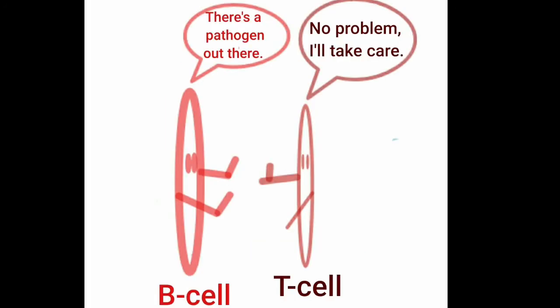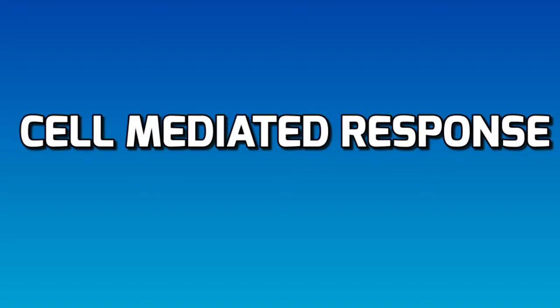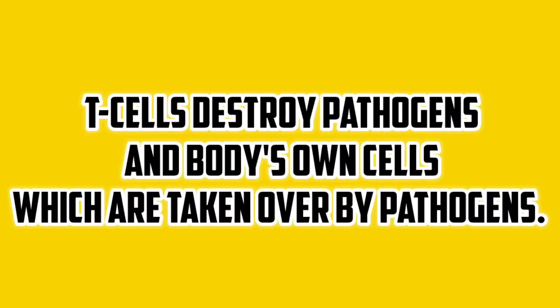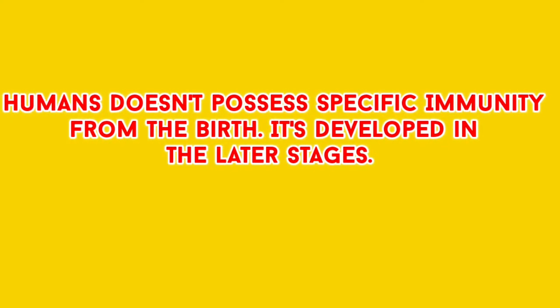The other functionality of B cells is to communicate with T cells. This is what leads to the cell-mediated response. After B cells communicate with T cells, these T cells destroy the pathogens and the body's own cells which are taken over by pathogens. The reason we call it acquired immunity or specific immunity is that it's not something we've had since we were born. It has been developed in the later stages.